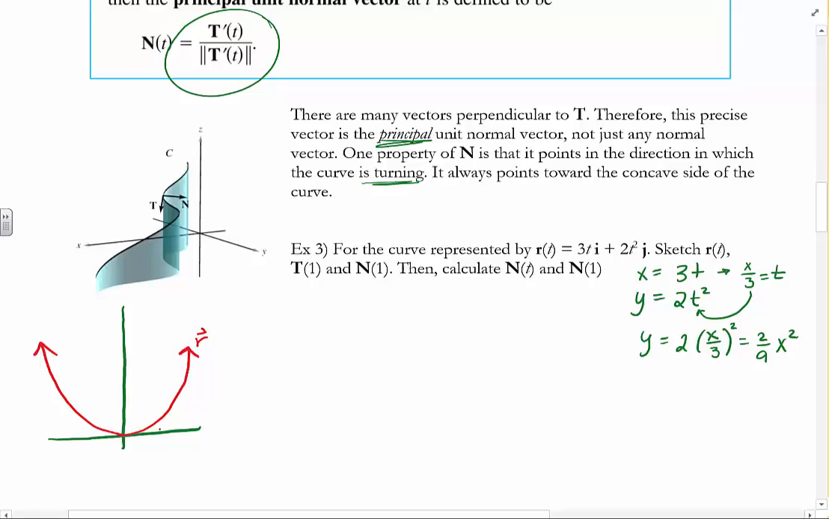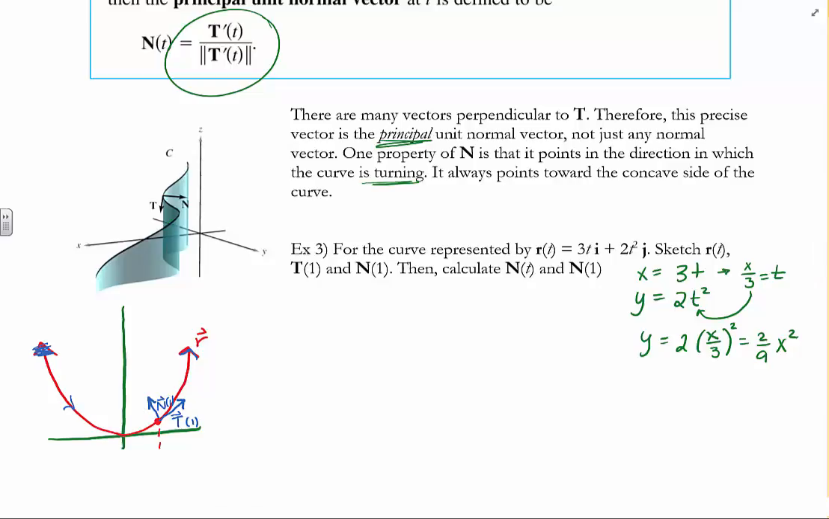And then T of 1 and N of 1. So when x equals 1, T of 1 looks like this. And N of 1 looks like that. So there's T, and there's N. So visually, again, T is the tangent vector that points in the direction of motion. As t increases, so does x, so I knew that this went in this direction. Ooh, I shouldn't have put that arrow down there. I should have this arrow and that kind of arrow. And so T points in the direction of motion, N points inward. So there I have everything sketched. Now I'm supposed to calculate N of t and N of 1.